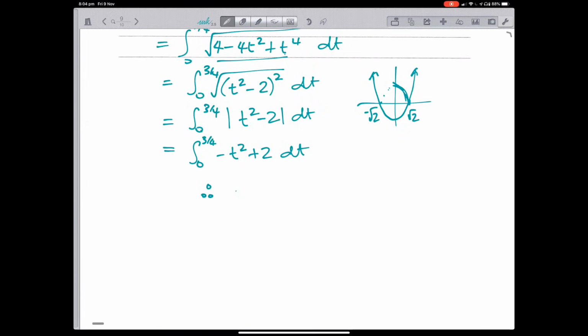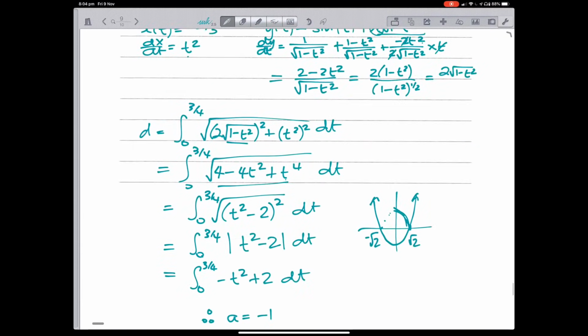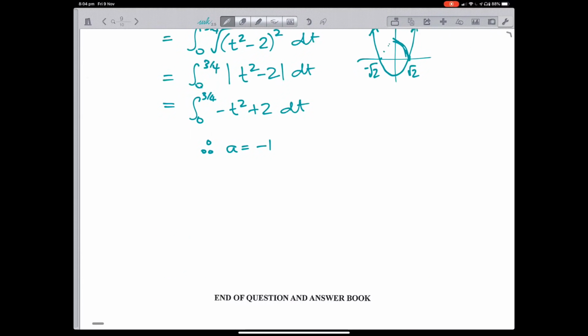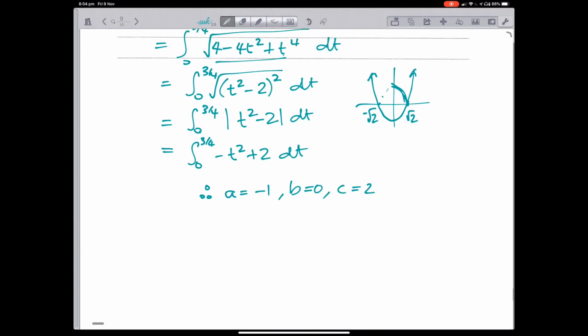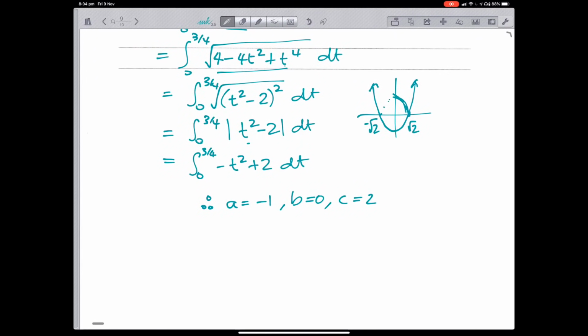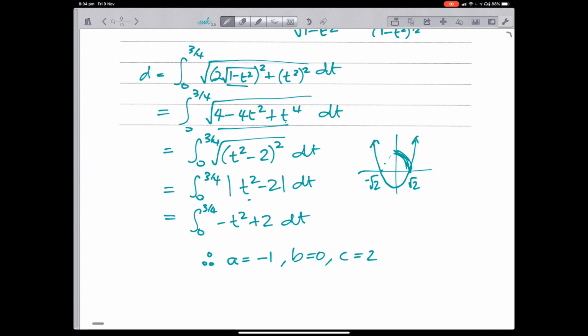So therefore, I'm assuming A is negative 1, B is 0, C is 2. I'm sure quite a few kids would have stuffed that up because they wouldn't have gotten mod, they would have just left it as that function, square root of something squared, and then realise that that's got to be positive.